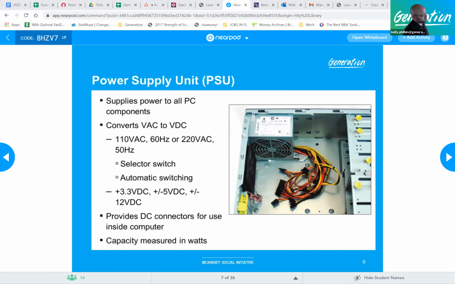And the main function of the power supply, it's going to convert alternating current into direct current. And as we just discussed, 110 for US, 220 for Europe. And then we talked about the selector switch on the back that you can select for 110 or 220. Like if you have a unit here and it's set for 220, the unit's just not really going to work. So when you're troubleshooting, be sure to look at the back of the unit and make sure it's set correctly for 110.